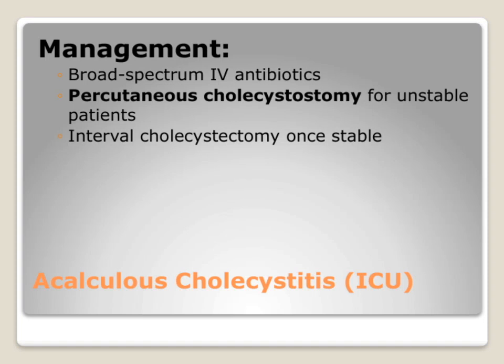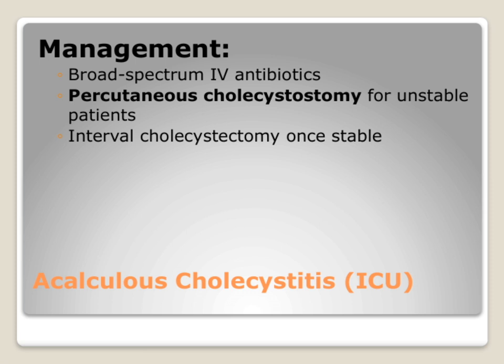Now, let's talk about management strategies. For most cases, broad-spectrum IV antibiotics are essential to cover the potential bacterial infections. In unstable patients, especially those in the ICU, a percutaneous cholecystostomy can be a lifesaver, providing immediate relief when surgery isn't an option right away. Once the patient stabilizes, we typically plan for an interval cholecystectomy to definitively treat the problem.